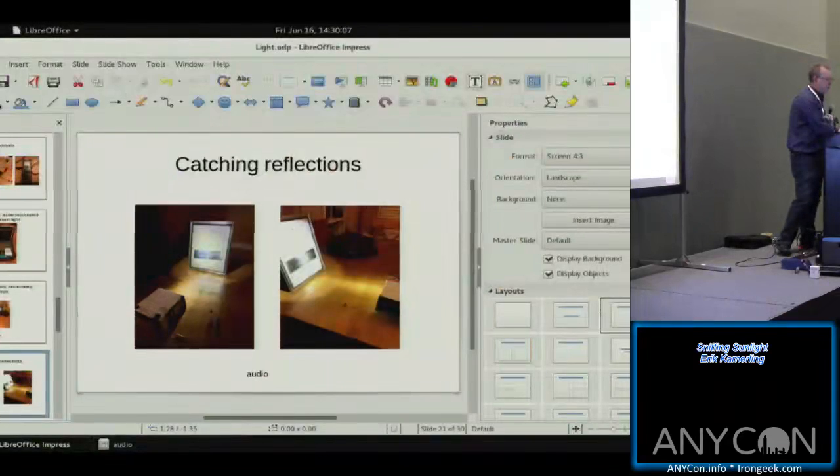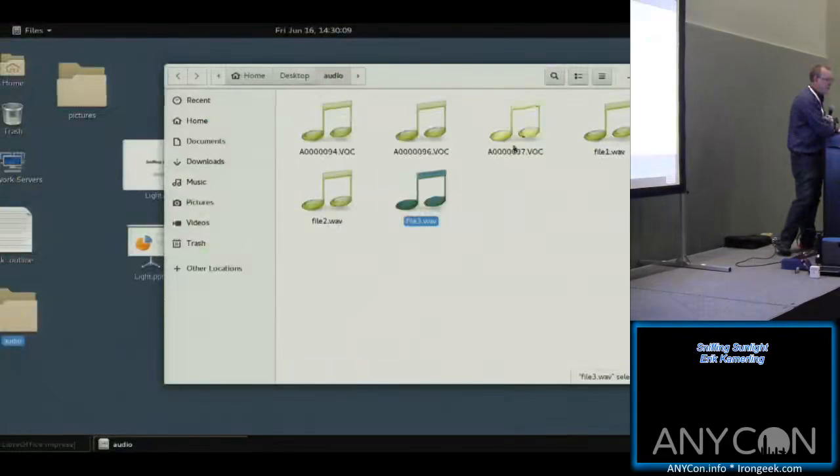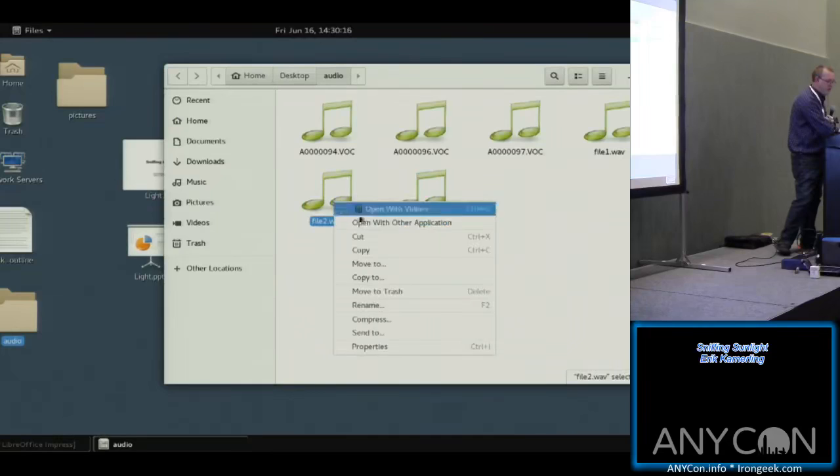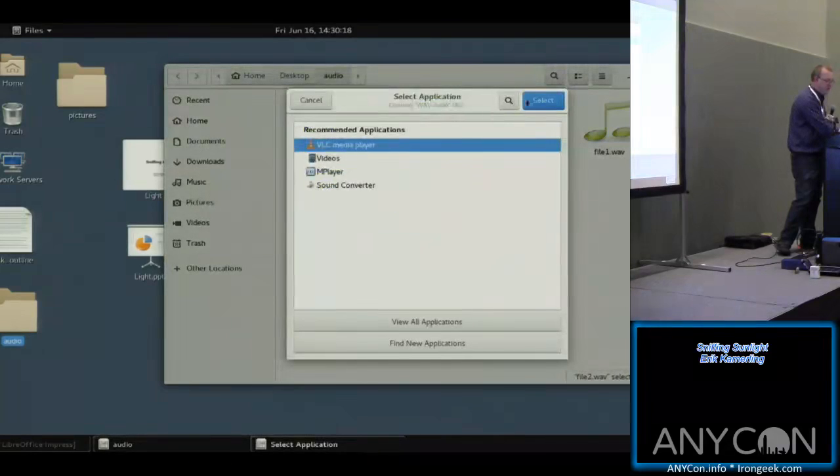This is kind of the crux of the matter. Can you catch encoded audio in reflected ambient light? We're about to find out. Let's see.